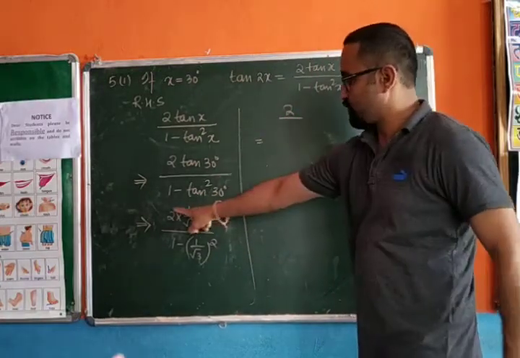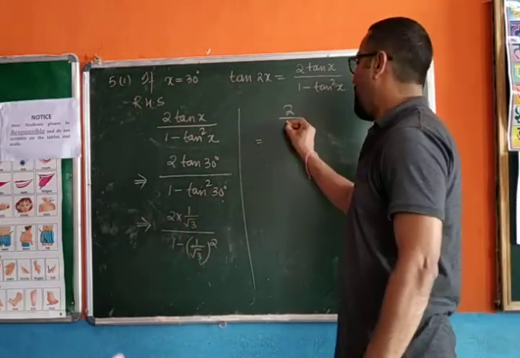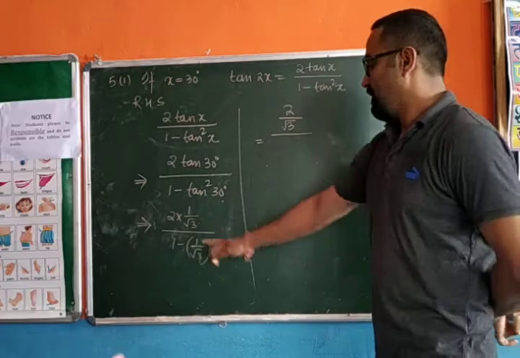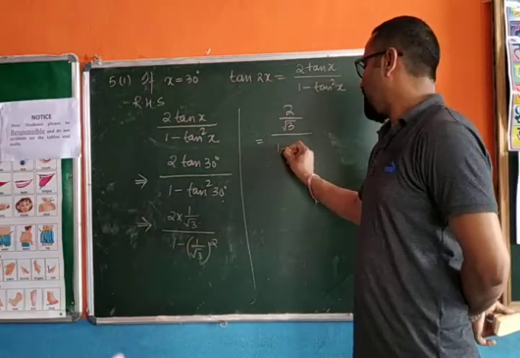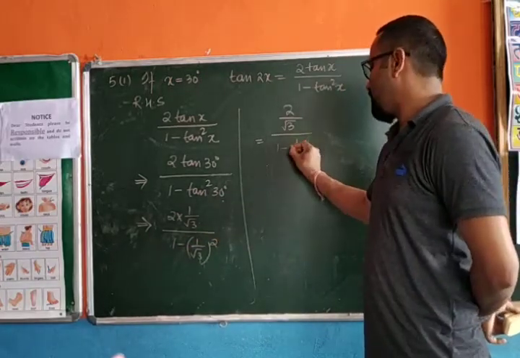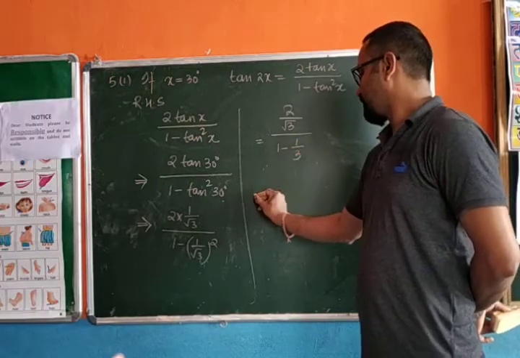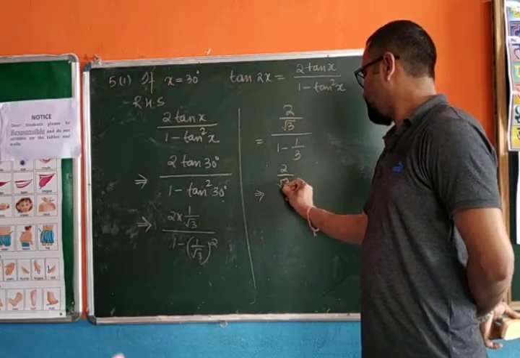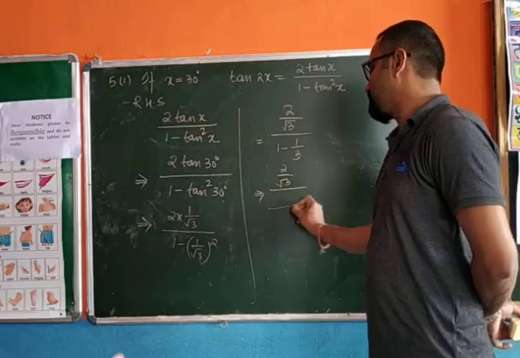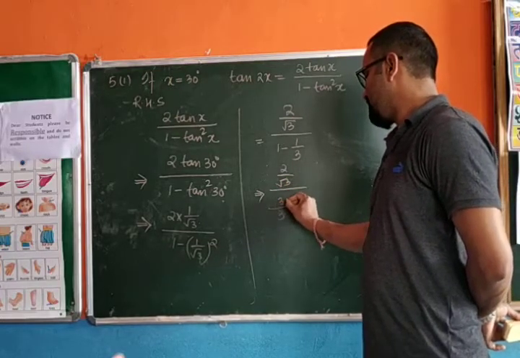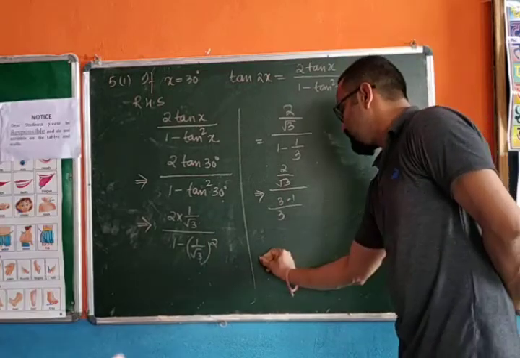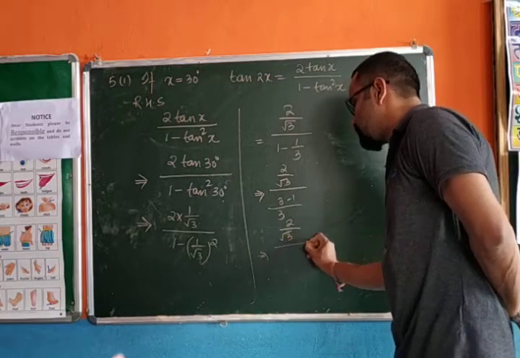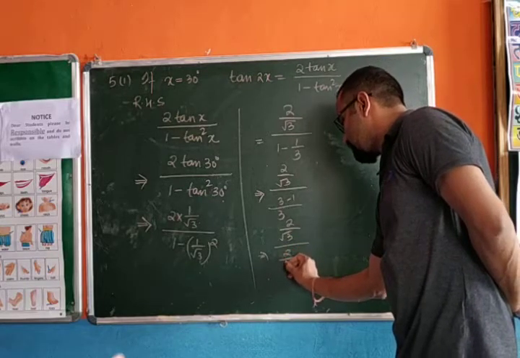Numerator 2, because 2 multiplies 1, and denominator root 3 is kept as it is. Simplify this. 1 minus square of 1 is 1, square of root 3 is 3. Numerator 2 root 3. You have to take LCM to simplify this. 3 minus 1. 2 upon root 3.